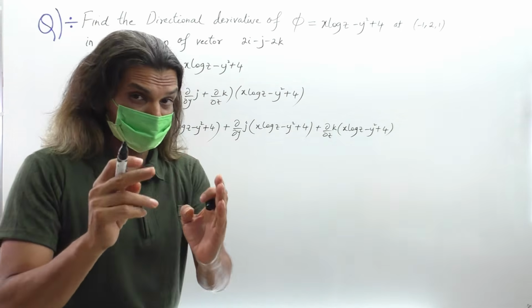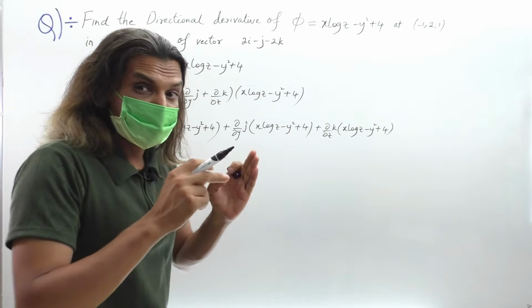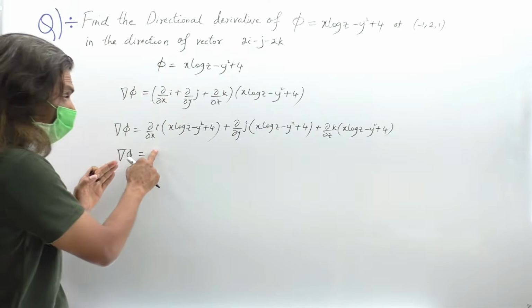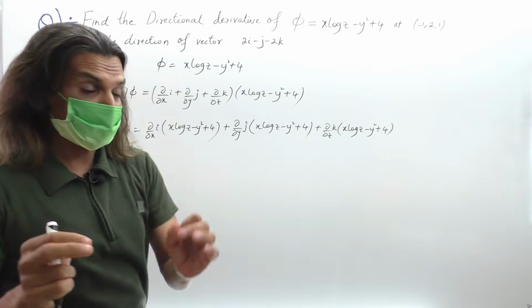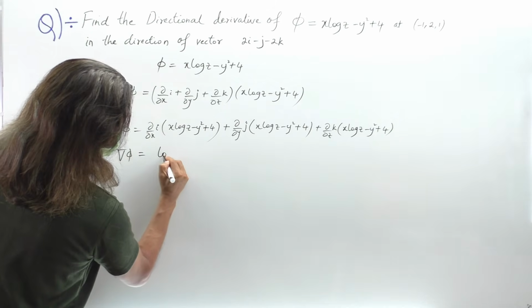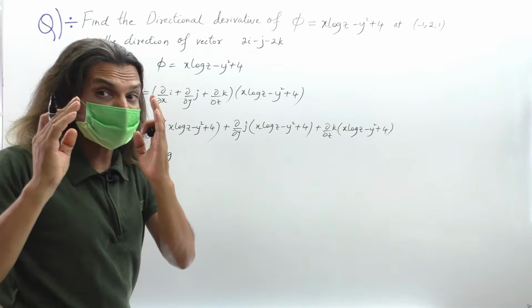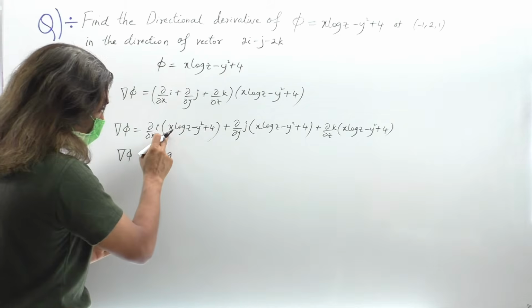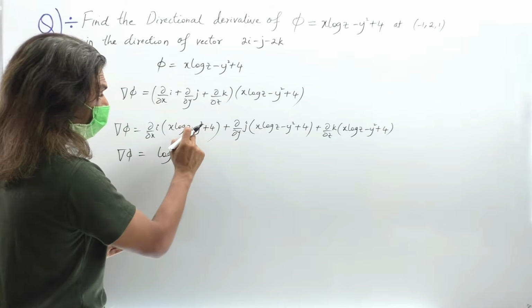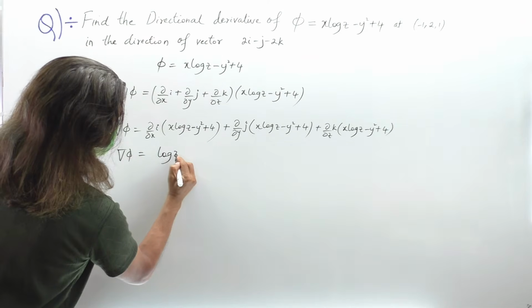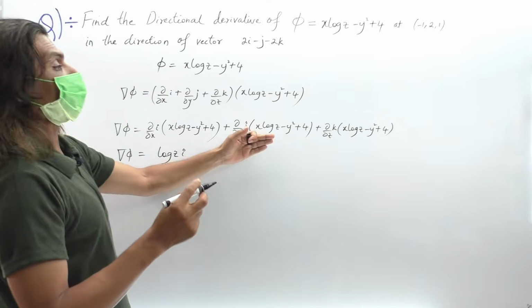I am stressing on this because people do it wrong in the examination. I am partially differentiating only with respect to x. That means log z stays as it is; x is here, don't touch it. Differentiation of x is 1. There is no x in the other two terms, so they are 0. So we get log z into i, for the dou by dou x part.